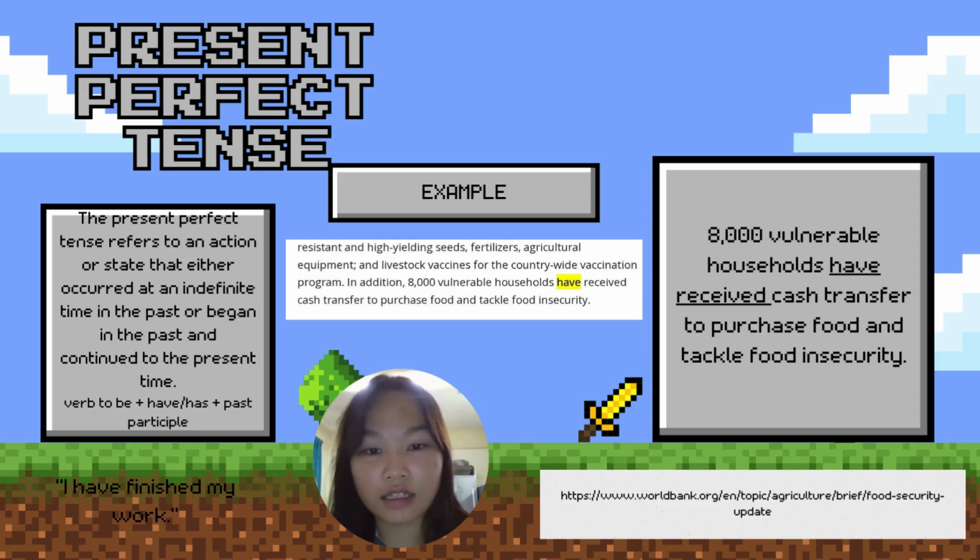Let's look at the article example. 8,000 vulnerable households have received cash transfer to purchase food and tackle food insecurity. The underlined word, have received, is the example of present perfect tense.